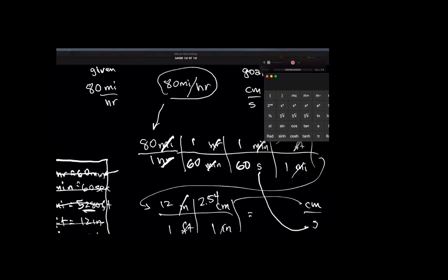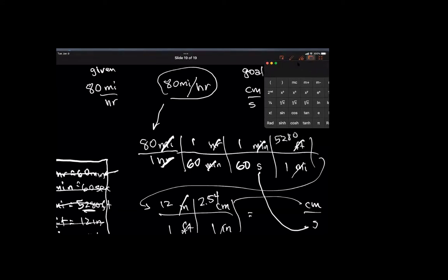Again, wherever you have a 1, you skip that step. So I'm just going to start with 80, and then I'm going to divide by 60, divide by 60 again, and then I'm going to multiply by 5280, and then I'm going to multiply by 12, and then I'm going to multiply by 2.54.